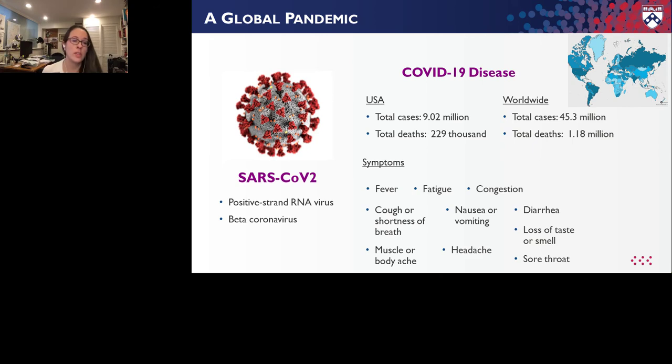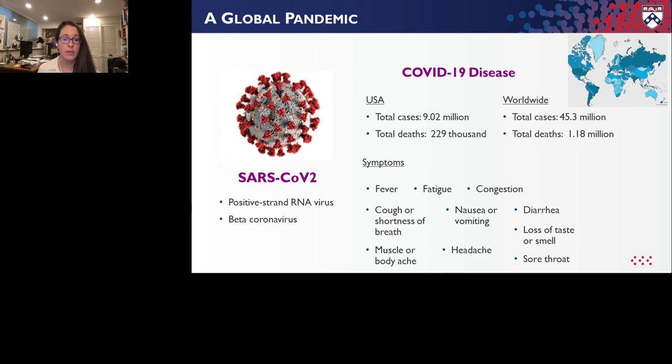SARS-CoV-2 is a positive-stranded RNA beta coronavirus. It is the causative agent for the disease that we now know is COVID-19. As of Friday in the United States, there were 9 million cases total, leading to 229,000 deaths. Worldwide, there have been about 45 million cases, leading to 1.18 million deaths.